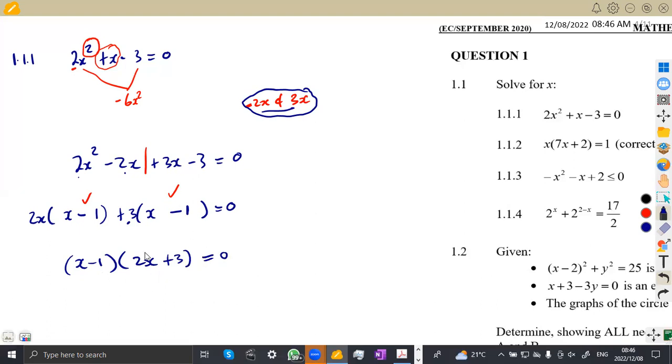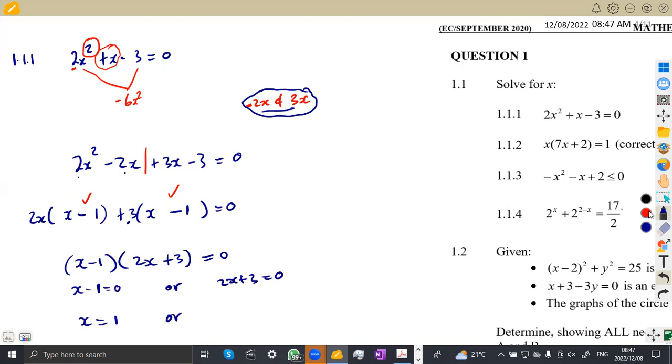So either one of these brackets must be equal to 0. Let me write it. x minus 1 is equal to 0, or 2x plus 3 is equal to 0. So definitely x is going to be a positive 1 if you transpose to the other side.